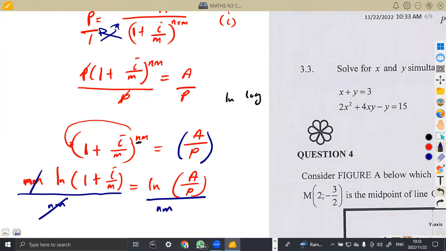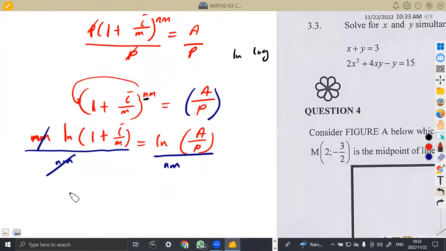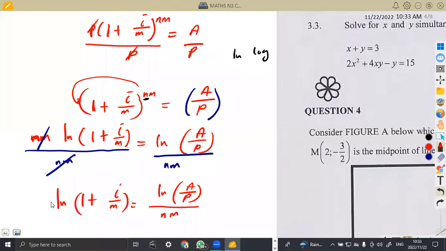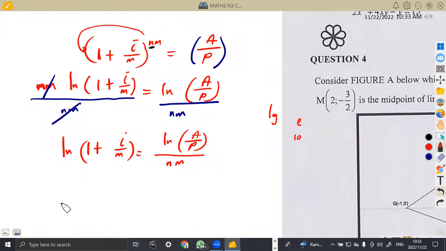This was going to cancel. So at the end, we are going to have ln of (1 + i/m), which is equal to ln of A over P, everything over nm. Remember, this is a single fraction. So in order for you to remove ln, we introduce e. If it was log, for you to remove log, you raise 10 to the exponent. So if it is ln, you use e. It depends on what is best for you to use, ln or log. It's one and the same thing.